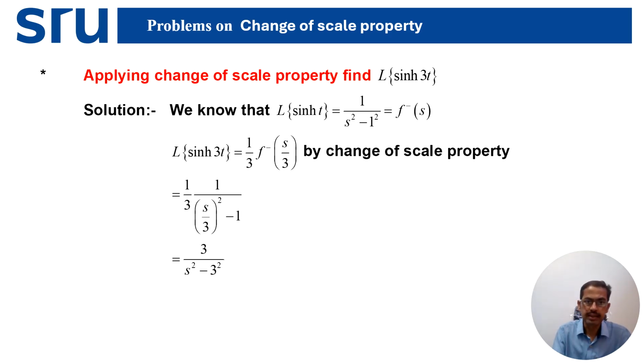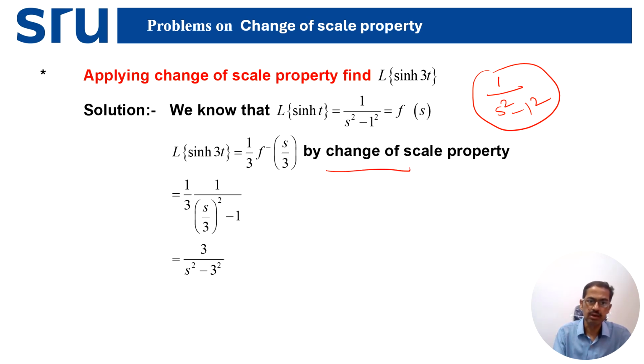Now by applying the change of scale property, find the Laplace transform of sinh 3t. You know the sinh t Laplace transform. What is the sinh t Laplace transform? It is 1 by s square minus 1 square. Now by the change of scale property, sinh 3t is 1 by 3 f bar of s by 3. Sinh at is 1 by a f bar of s by a, like a is equal to 3 here. So this is by the change of scale property.